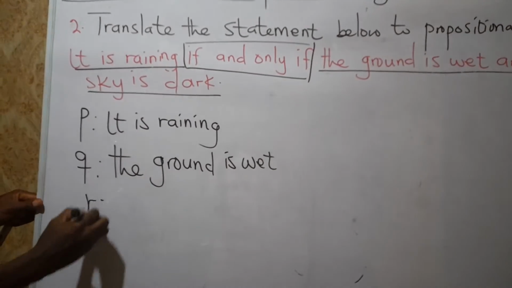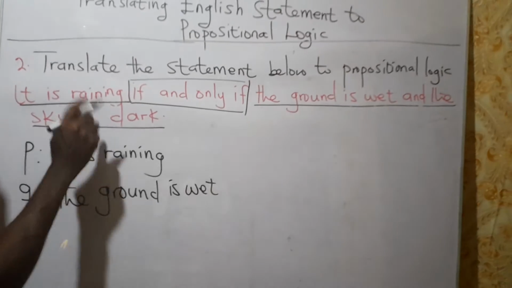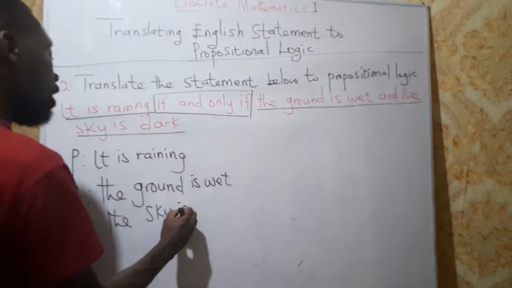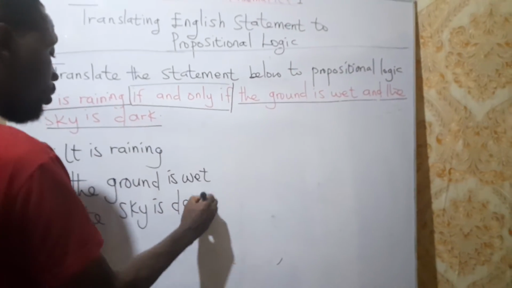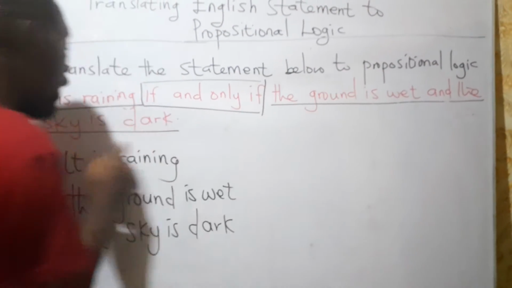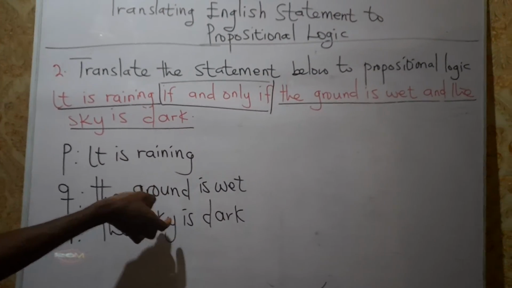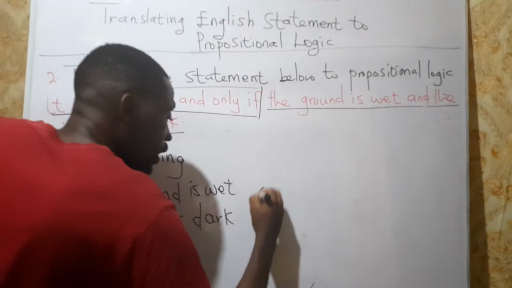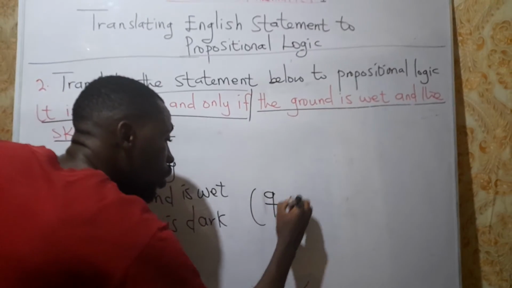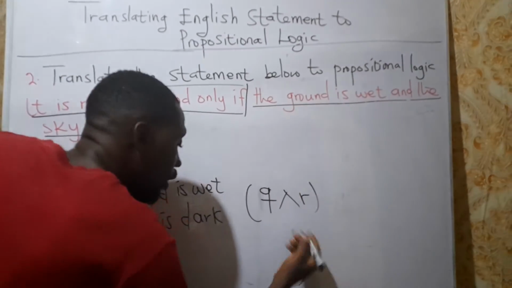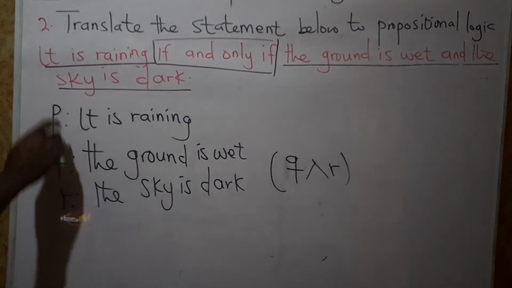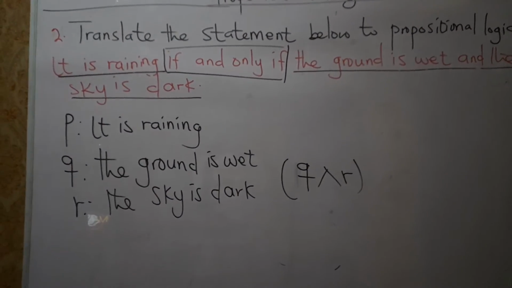Then we can have R, the sky is dark. So we can say that the ground is wet and the sky is dark is a conjunction statement. So that one, you can say Q conjunction R. This being the conclusion of the biconditional statement and P being the hypothesis of the biconditional statement.